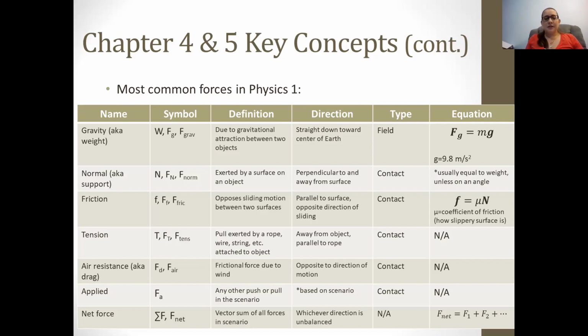Friction is another common force. It has an equation. Remember, there are different kinds of friction. There's kinetic and static friction, but they both have this very similar equation. Friction equals mu, that coefficient of friction, which tells us how slippery the surface is, times the normal force. Remember, with mu, the closer it is to 0, the more slippery the surface is. And it's almost always a decimal between 0 and 1.